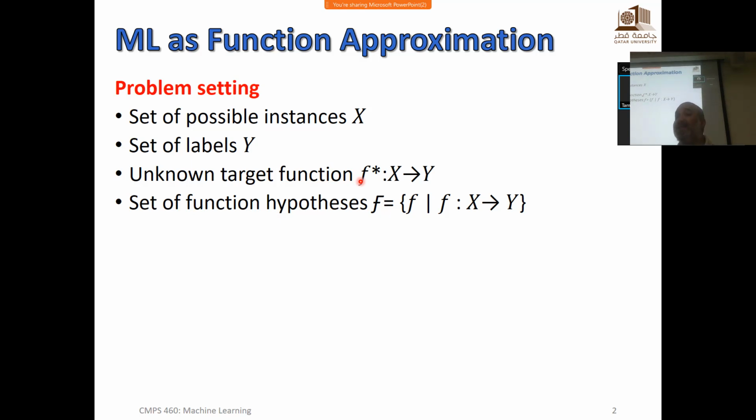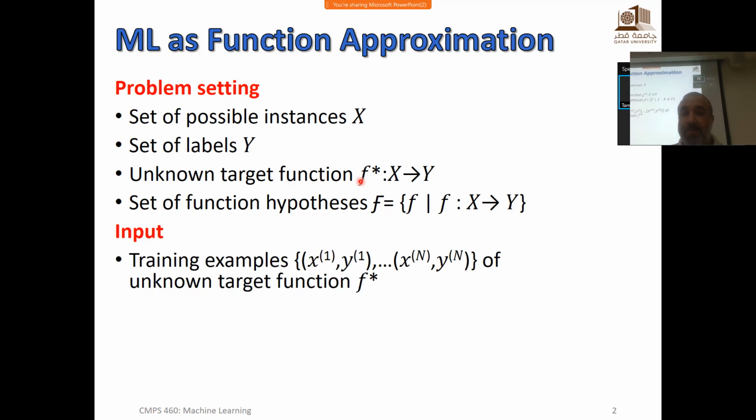The target function here is denoted by F star, and we have a set of function hypotheses, a set of possible models that we can learn. So many models we can learn, right? If you remember for decision trees, it wasn't just one decision tree that we can get. We got one because we used a specific learning algorithm, but it's not the optimal, and it's not the only one.